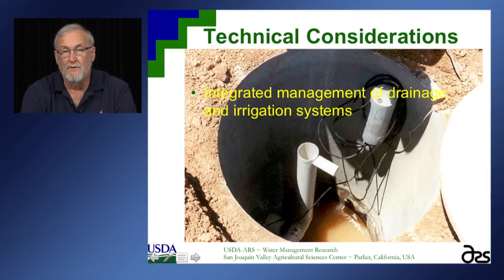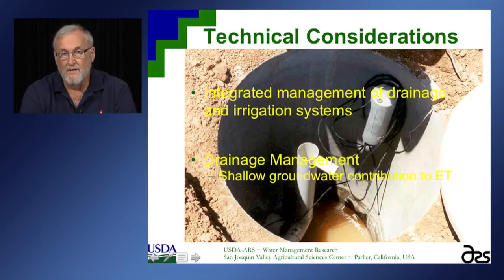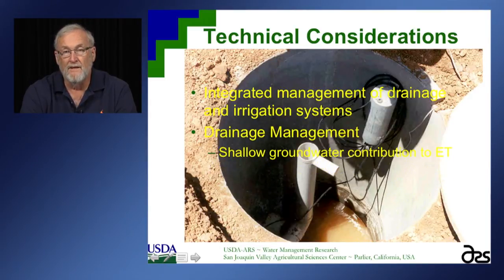We also need to think about the fact that drainage is an integral part of an irrigation system. And so really we need to talk about managing a drainage system then to provide additional water. There's a lot of research that shows in situ crop water use from shallow groundwater is a significant contributor then to meeting crop water requirements.